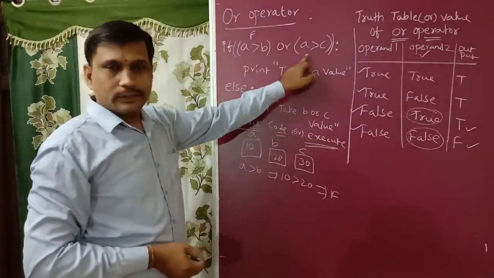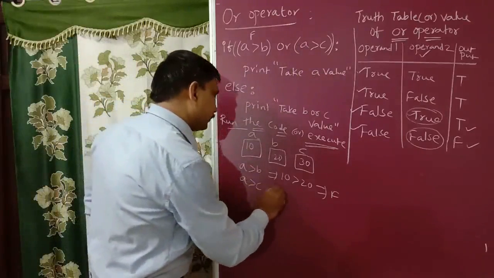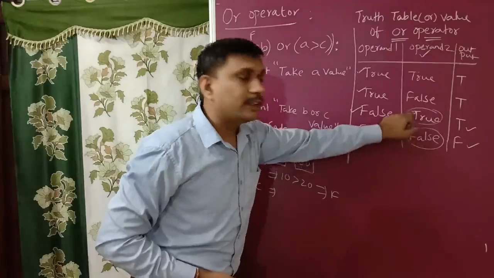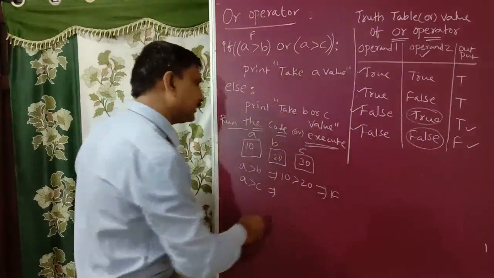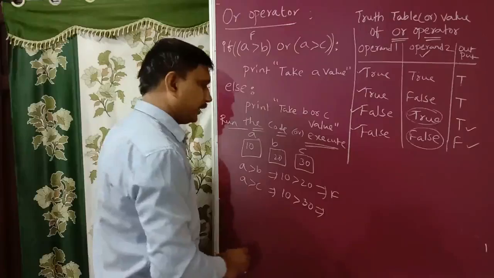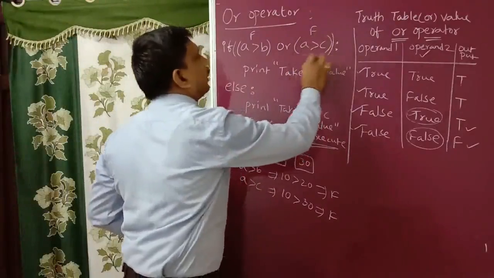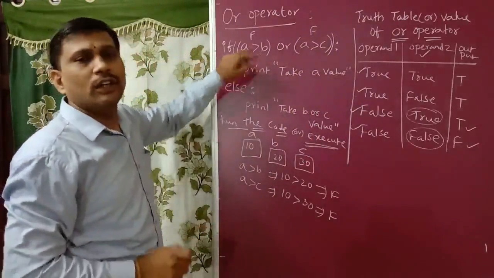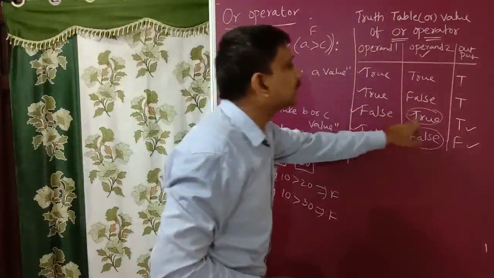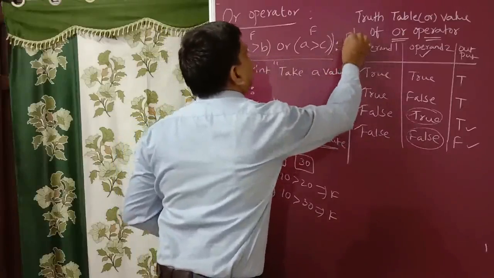Then we check the condition A is greater than C. Why? Because the first one is false, so we check the value of the second one. Is 10 greater than 30 or not? Here it is also false. So this one evaluates to false, and this one also evaluates to false. Then false or false means false. The final output is false.